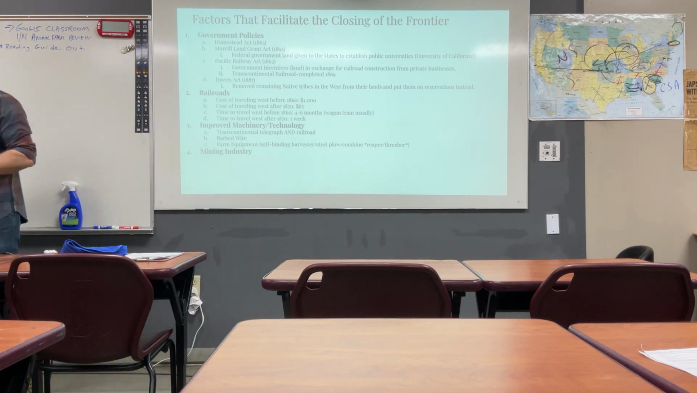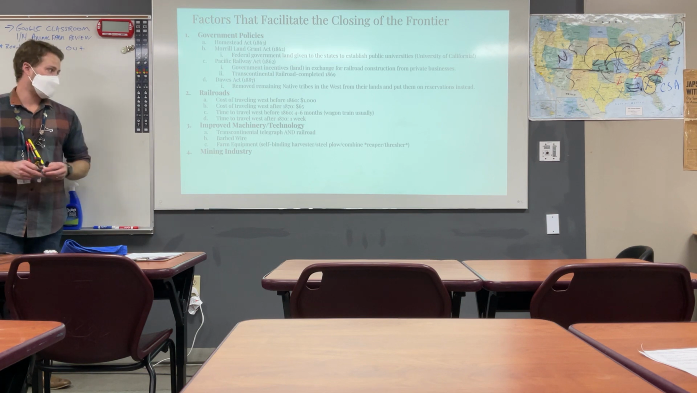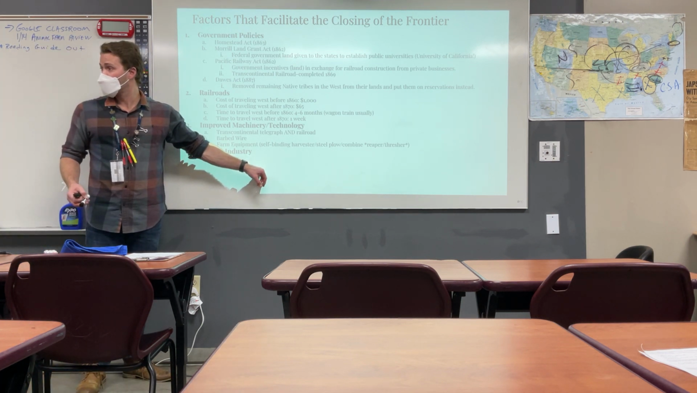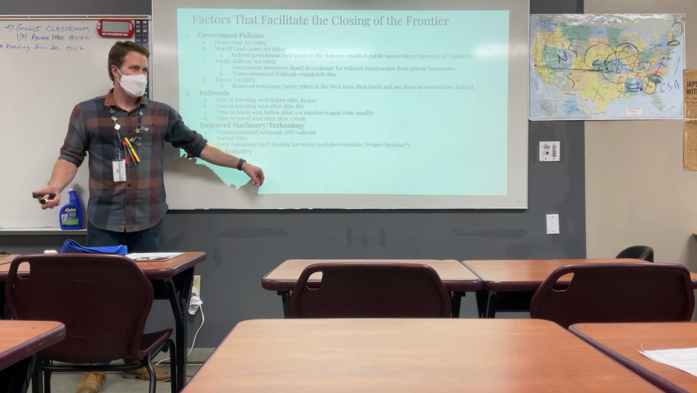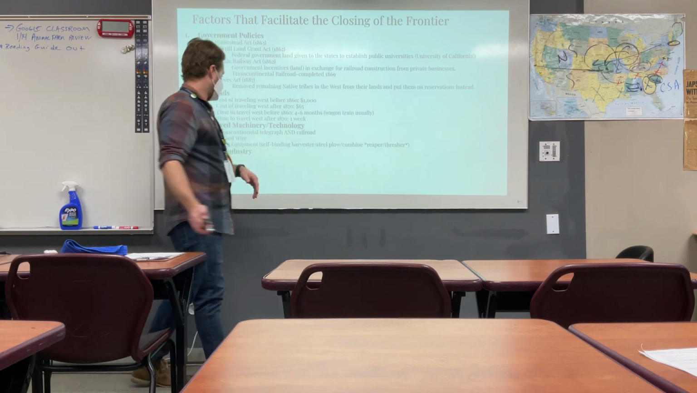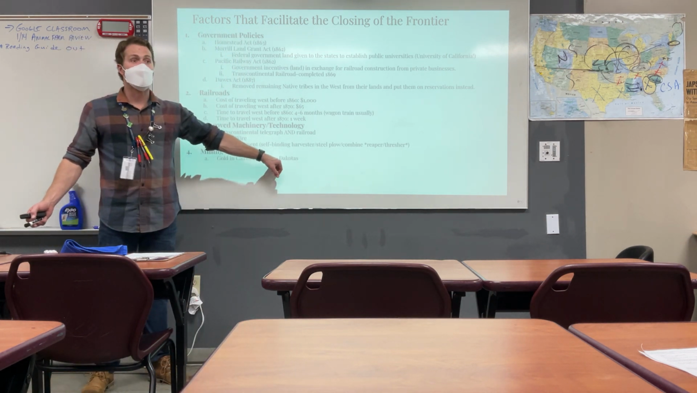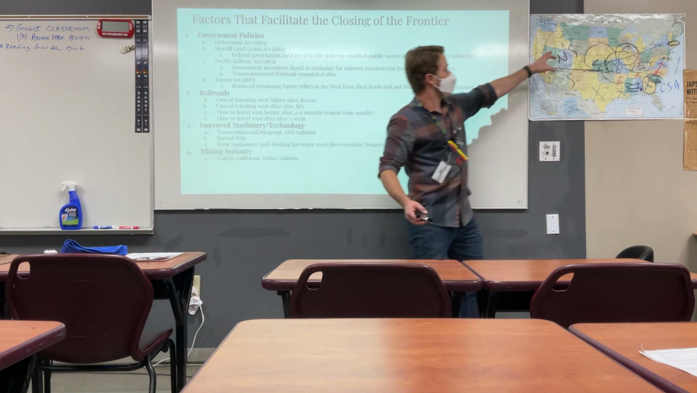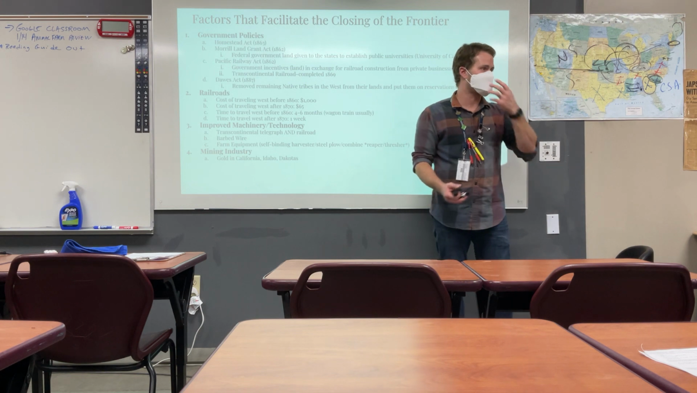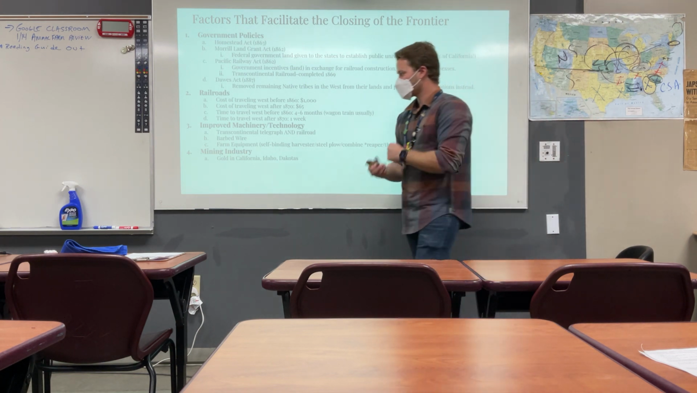And the last two are the mining industry and the cattle industry that both draw people westward. Now we obviously last year too, we talked about the gold rush in California in 1849. That's just one of many mineral rushes westward. We're going to see gold found, of course, in California, but also in Idaho, which is right here. Also in the Dakotas, which is right there. So that's going to bring people westward trying to get rich on gold. That's going to facilitate the closing of the frontier.